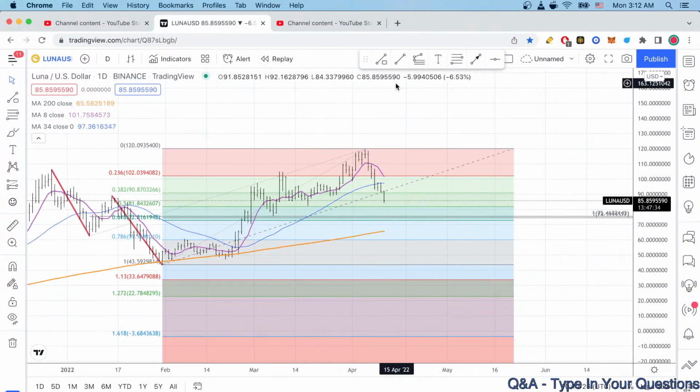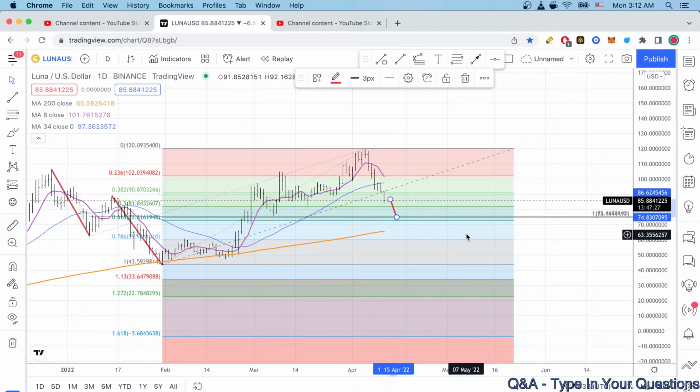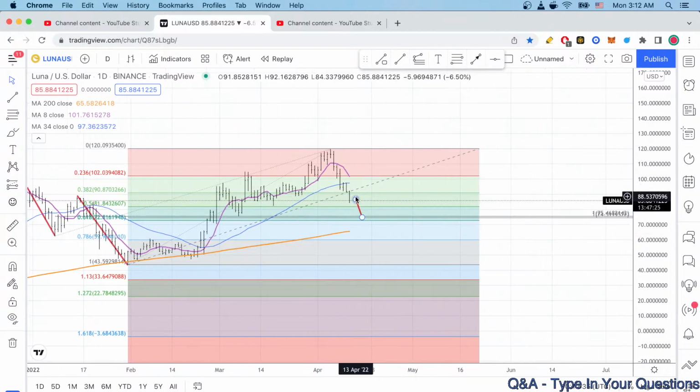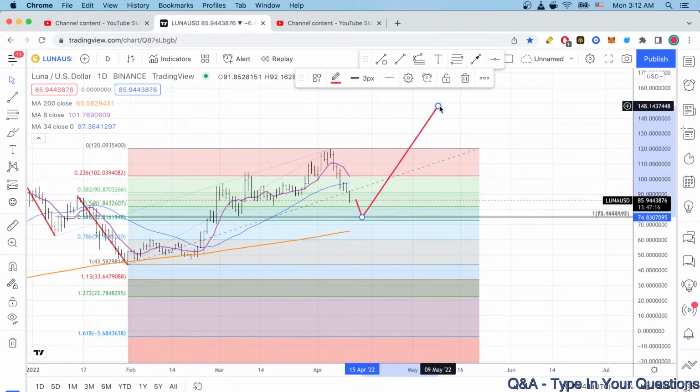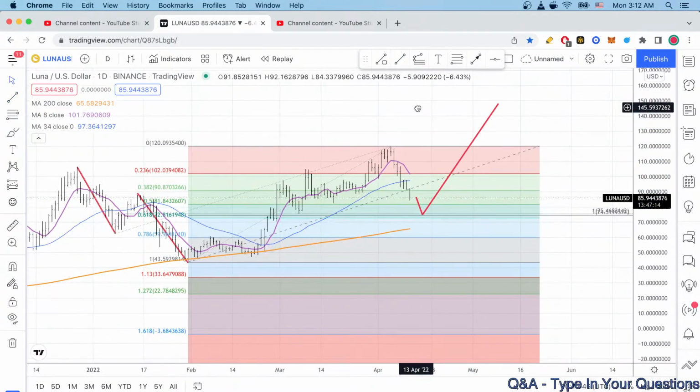that cluster symmetry support. What I like to see with Luna is a pullback into this pocket of potential support. I'm not saying this is exactly what's going to happen. I'm looking to see if I can take advantage of this pullback, and from here, they're giving me a trigger to go long on the 15-minute time frame.